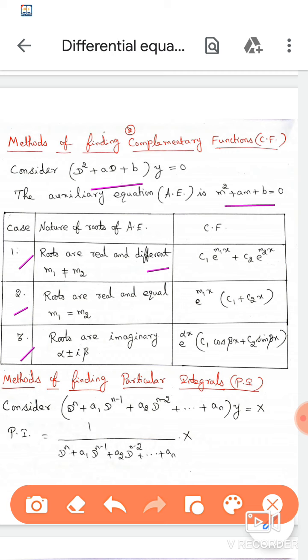Methods of finding particular integrals. Consider the equation (D power n plus a1 D power n minus 1 plus a2 D power n minus 2 plus etc. plus an) y is equal to X. Particular integral is equal to 1 by (D power n plus a1 D power n minus 1 plus a2 D power n minus 2 plus etc. plus an) operating on X, the right hand side.